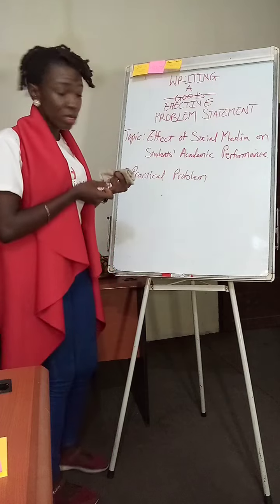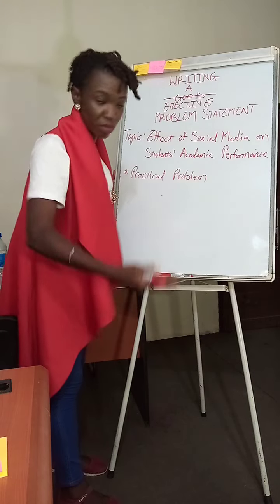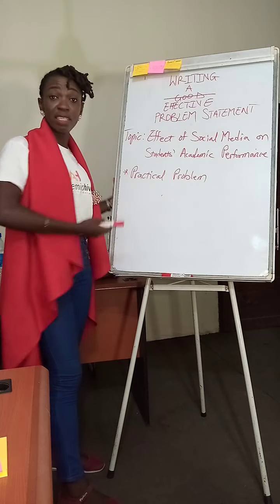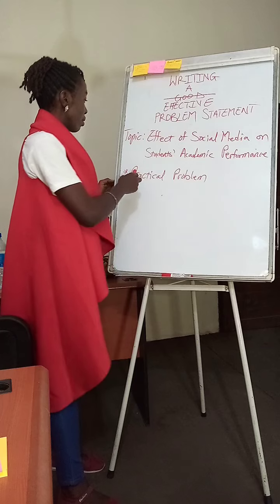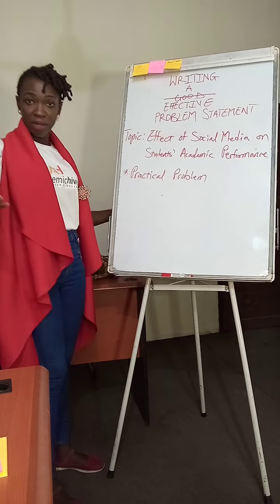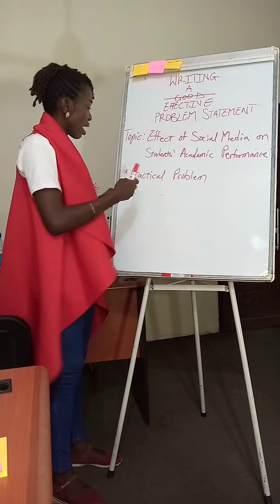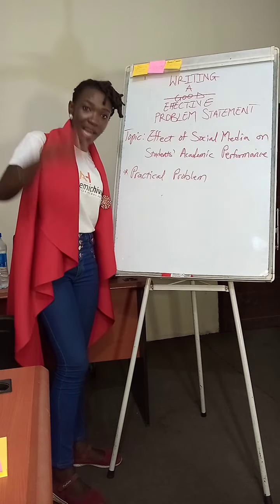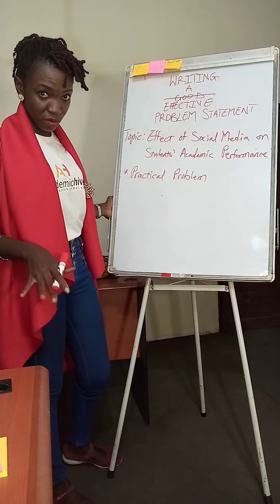And like I said, the practical problem refers to the phenomenon, the issues you can see, the one that is easily observable. You can easily identify that for this topic, our practical problem can be that school administrations have noticed that there has been a decline in the academic performance of their students.